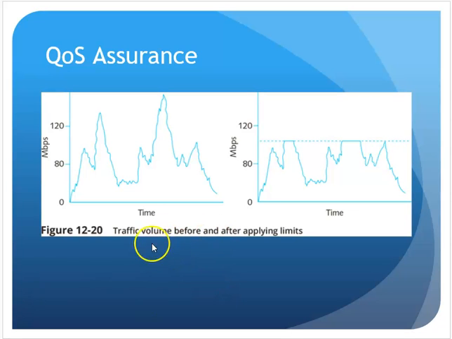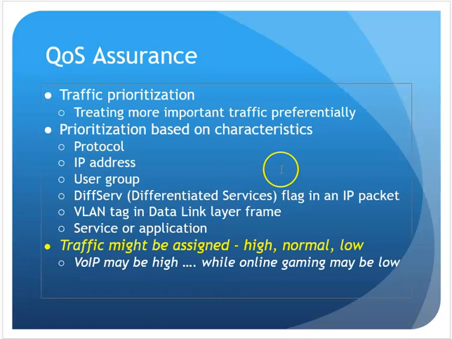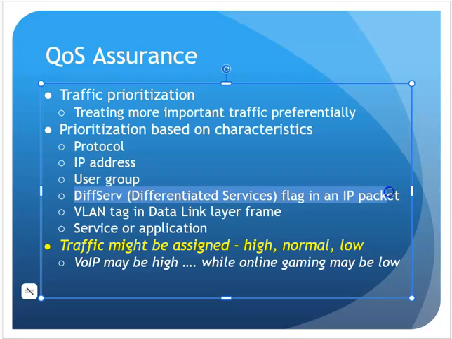Yeah, here's traffic volume before and after applying limits and that sort of thing. So traffic prioritization, again, we can base that on particular protocols, particular IP addresses, the diff-serve flag field, if you will, in your IP header. A specific VLAN, maybe a voice VLAN, gets priority. A certain application gets priority. So this can actually be set up where I'm doing priority of certain types of traffic over other types of traffic.